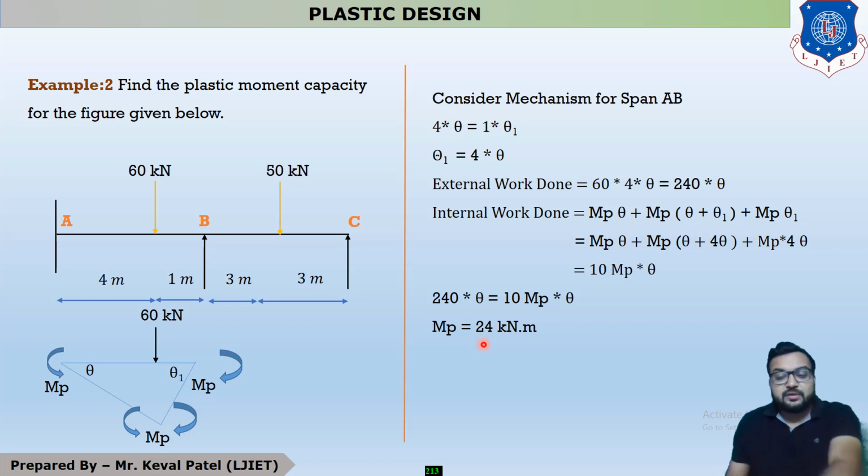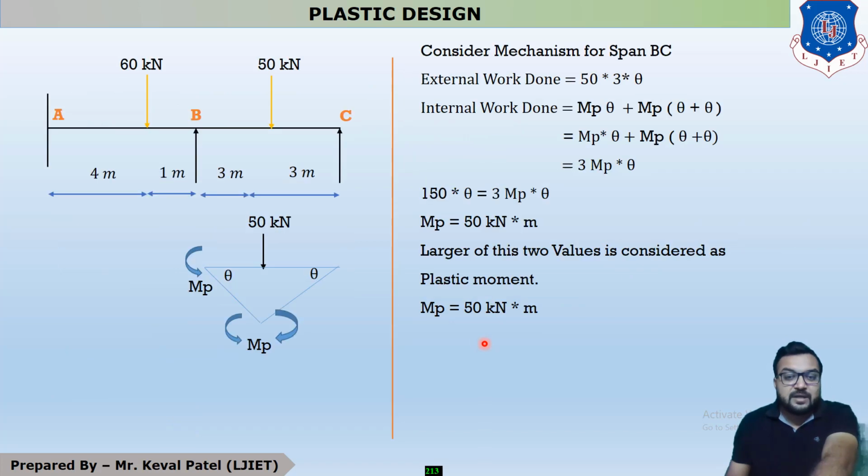Now we are moving further to the second span, which is span BC. You can see that on span BC, a 50 kilonewton load is acting exactly at the center, and the deflection shape is like this. Your external work done is equal to 50 into the deflection under the point of load. This is 3 theta, and this is also 3 theta because the point load is acting exactly at the center. So 50 into 3 theta is equal to 150 theta.